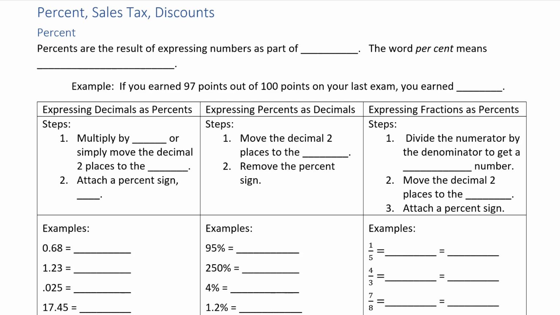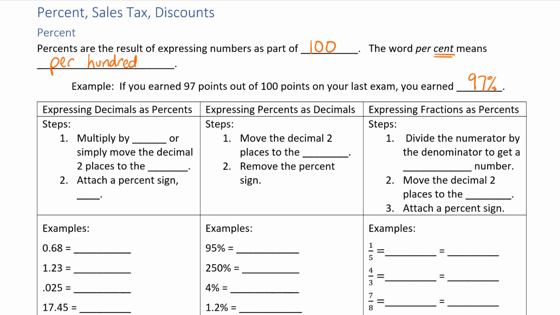Today's lesson is on percent, sales tax, and discounts. So first we're going to talk about percents. Percents are the result of expressing numbers as parts per hundred. Parts of 100. So the word percent actually means per hundred. That cent, like there's 100 cents in a dollar, cent is 100. Okay? So for example, if you earned 97 points out of 100 points on your last exam, you earned a 97%. And the way we denote percent is like two dots and a diagonal line.